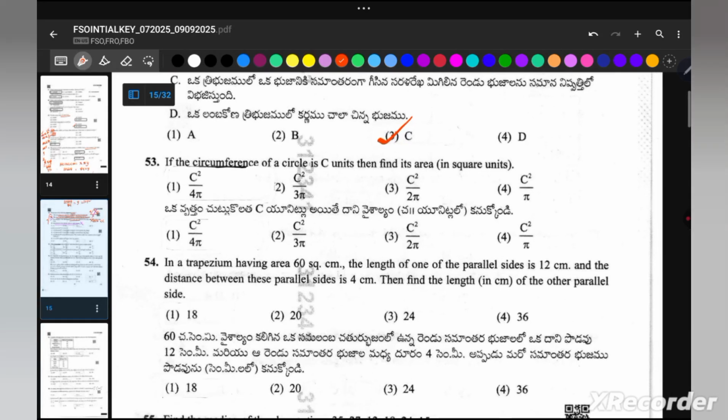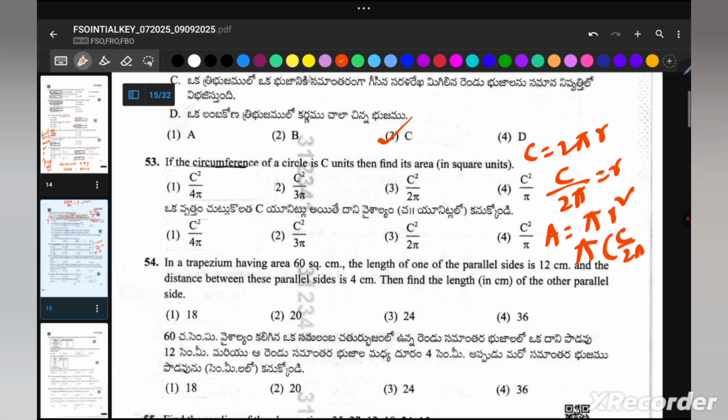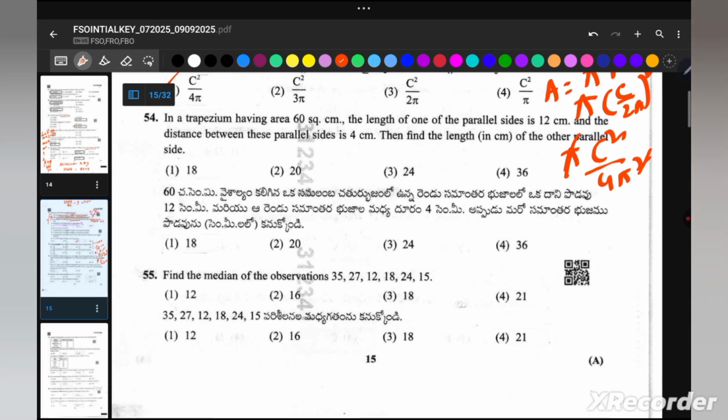The circumference of a circle is C units, then find its area. Let us take circumference C equal to 2 pi r. So C by 2 pi is equal to r. They're asking us to find the area. Area is equal to pi r squared. The r value will be C by 2 pi, whole squared. Pi C squared by 4 pi squared. Pi will cancel. Our answer will be C squared by 4 pi. That's the correct answer.